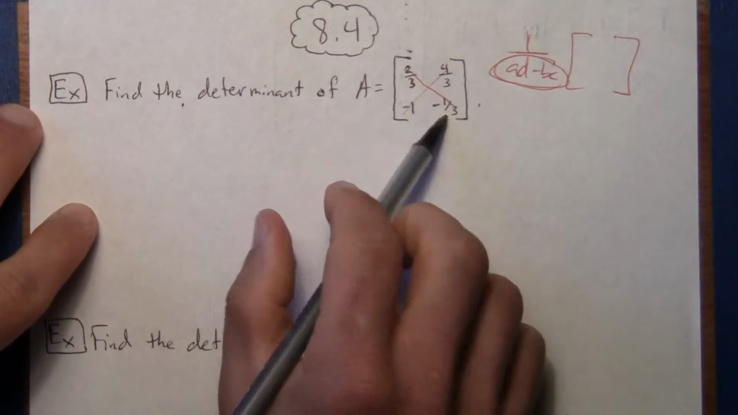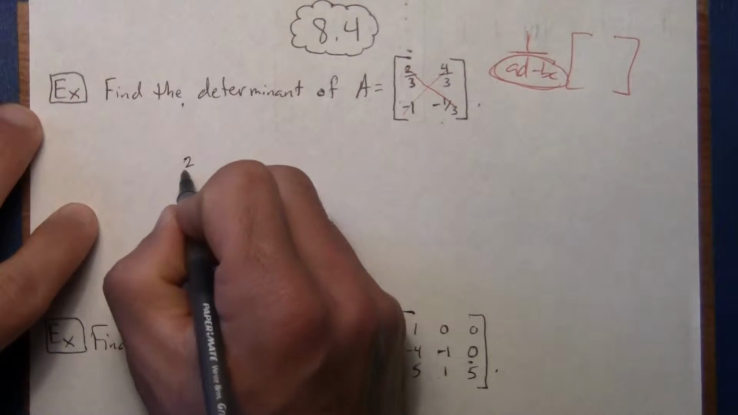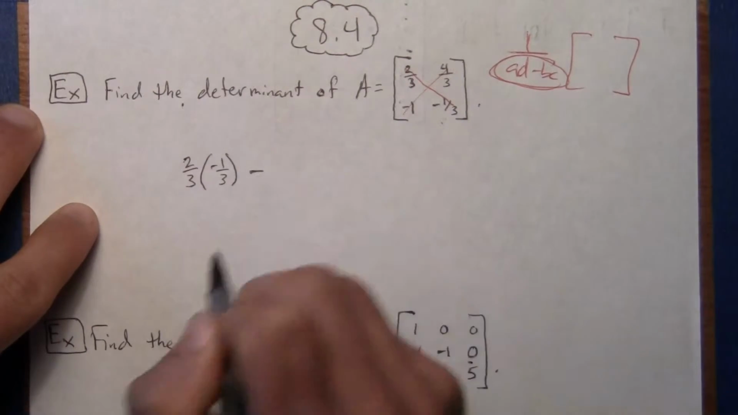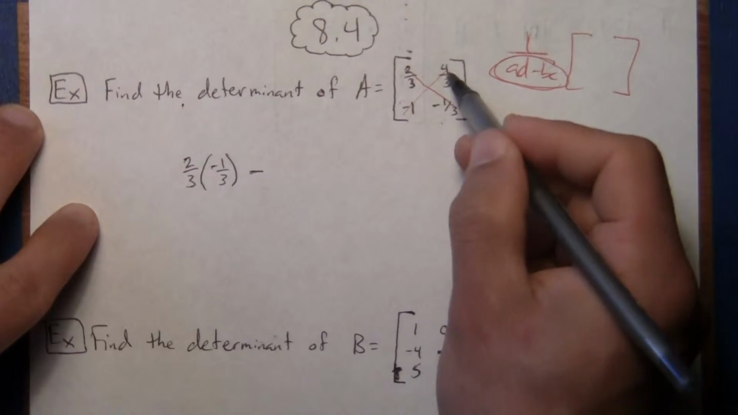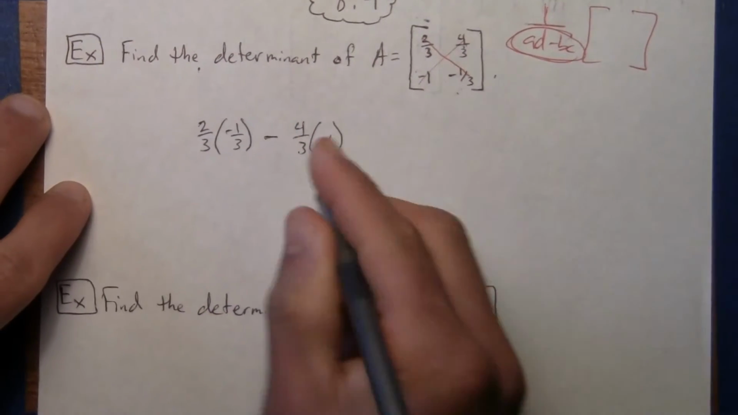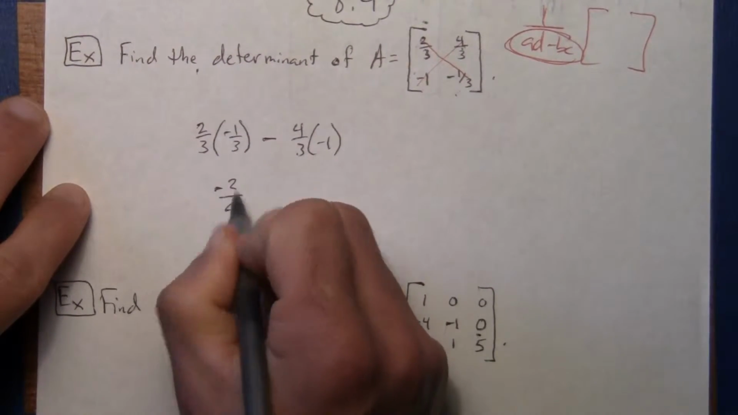I take A and D, or these two numbers, and multiply them together. So it's 2/3 times negative 1/3. Subtract, now multiply 4/3 and negative 1. So it looks like I end up with negative 2/9 for the first one.